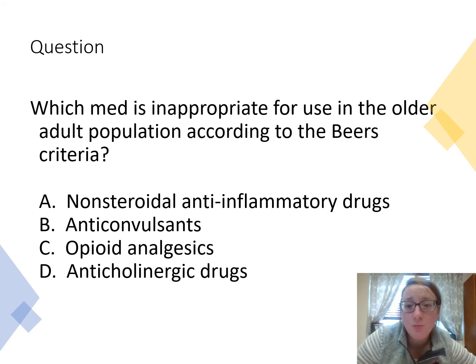Which med is inappropriate for use in the older adult population according to the Beers criteria? So we have NSAIDs, anticonvulsants, opioid analgesics, and anticholinergic drugs. And I really, really hope you guys are thinking like, I got this one right away. Excuse me, because this one would be D. Using the Beers criteria, it identifies medications that are inappropriate for use in the older adult population because they are either ineffective or they have poor safety profiles.